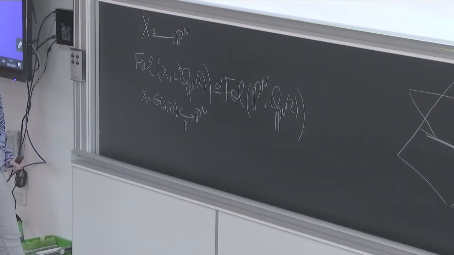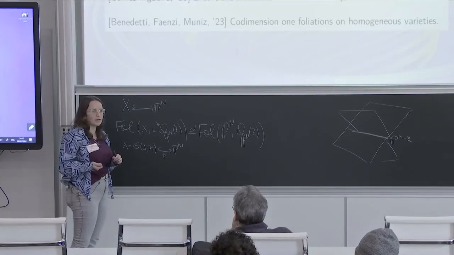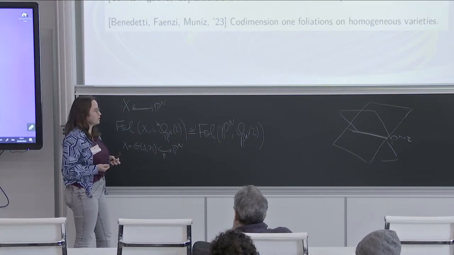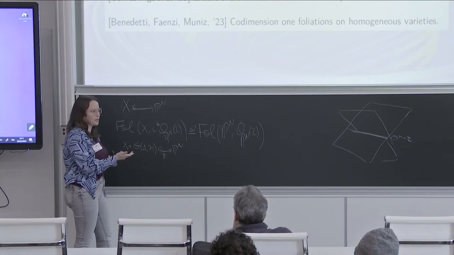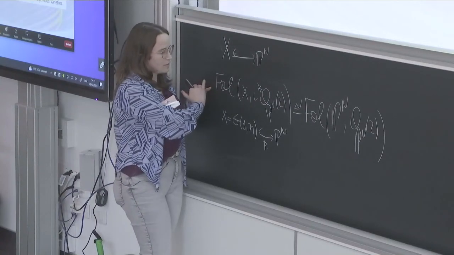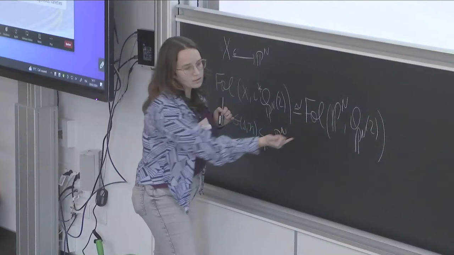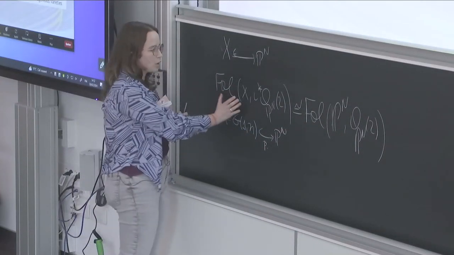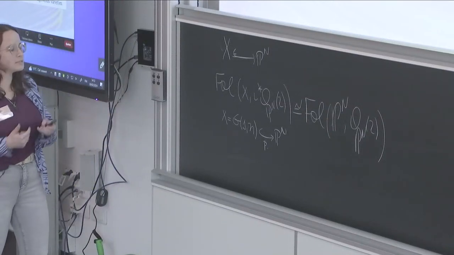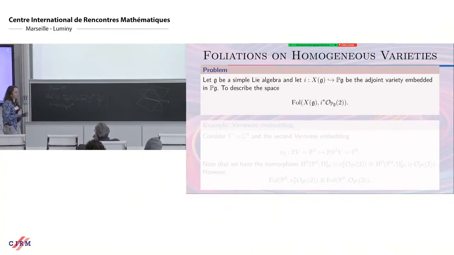Thank you. So in this paper, they also proved that there are some examples where we may not have an isomorphism like this. And they actually proved that, for example, for the orthogonal Grassmannian of lines in P^n contained in a non-degenerate quadric, the ideals defining the space of codimension 1 foliations on X and on P^n are different. So we don't know if there are more components or not. So I am interested in these problems where we may have more components. This is the reason, since the orthogonal Grassmannian of lines in P^n is an example of homogeneous adjoint varieties, that I started studying adjoint varieties.